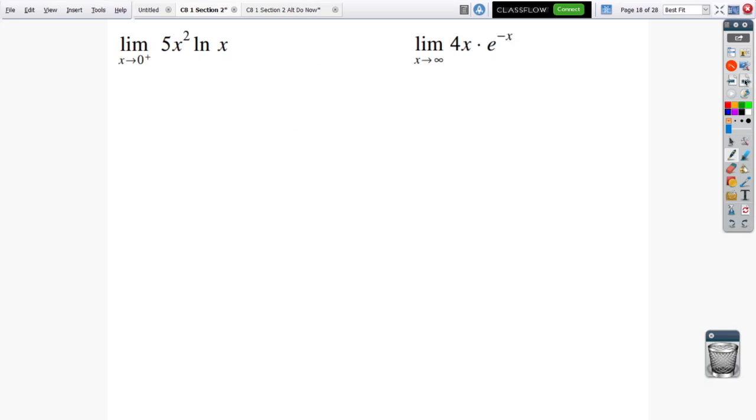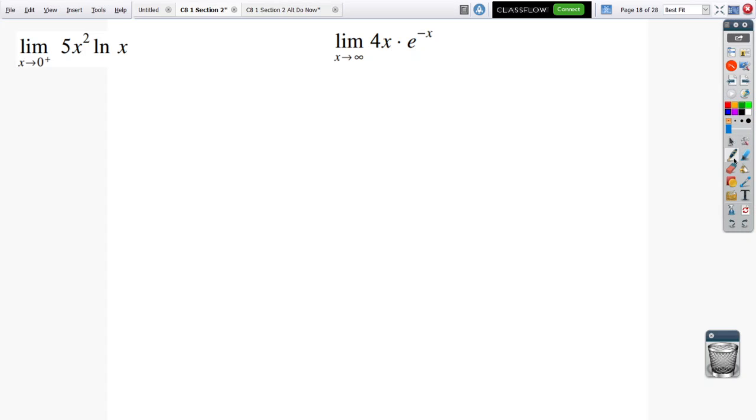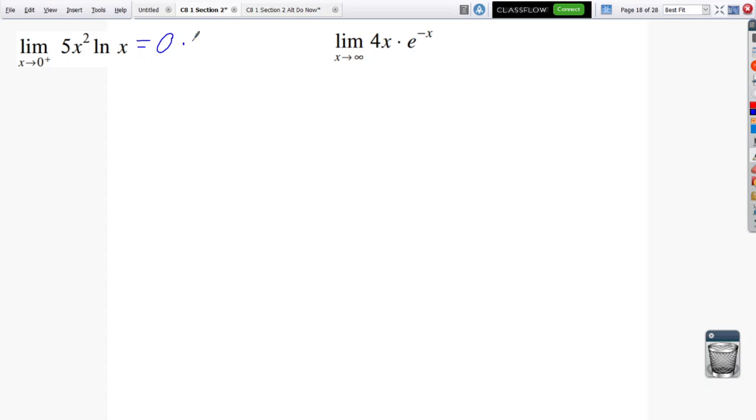So here's two that are in indeterminate form of the 0 times infinity. Maybe pause, try them out. I'm going to even let you guys see how I do this right here. So coming back here, I can see immediately that since I'm talking about the limit as x approaches 0 from the right, 5 times 0 squared gives me 0 times the limit as ln of x approaches 0 from the right is negative infinity. So I can see it's in an indeterminate form immediately.